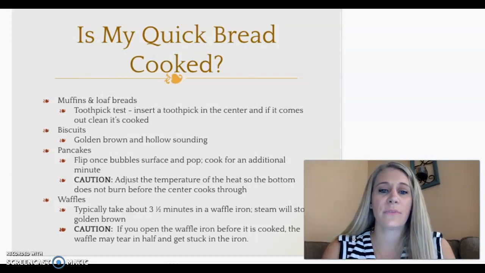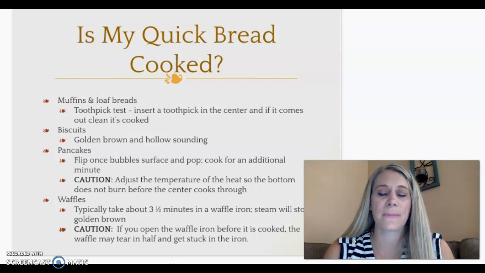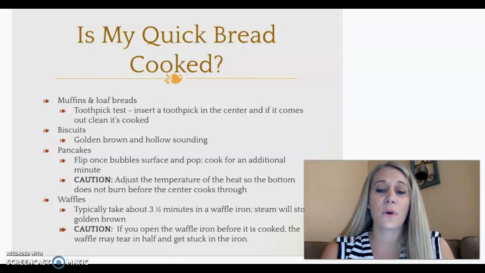Pancakes. You will flip them once the bubbles surface and pop. Cook them for an additional minute. Caution. Adjust the temperature of the heat so the bottom does not burn before the center of the pancake cooks through. For waffles, they typically take about 3.5 minutes in a waffle iron. The steam will stop and they should be golden brown. A caution. If you open the waffle iron before it is cooked, the waffle may tear in half and get stuck in the iron.